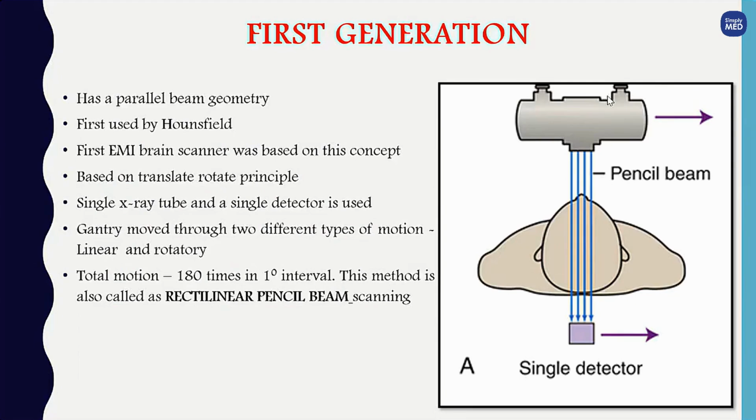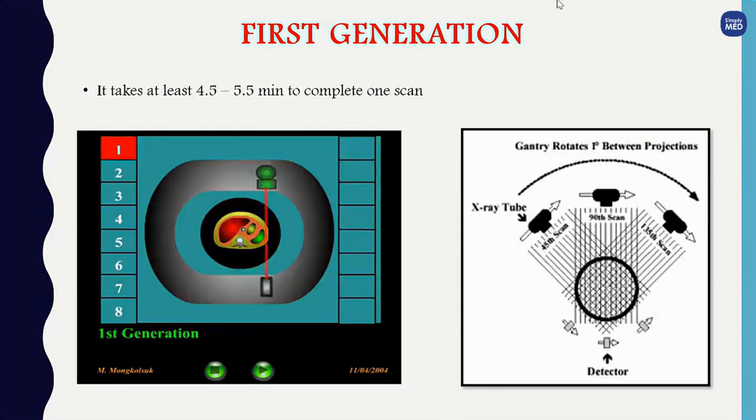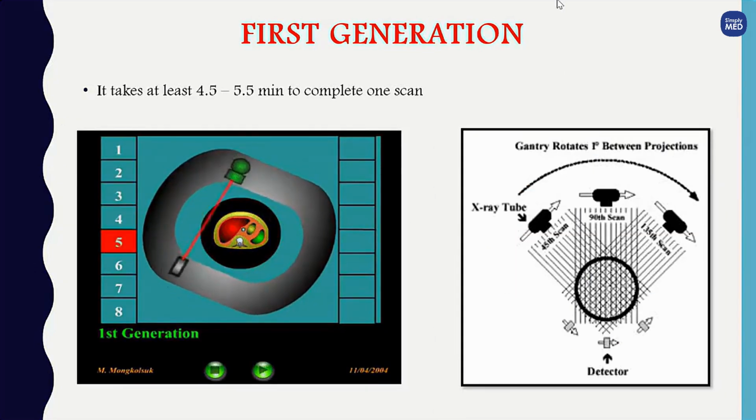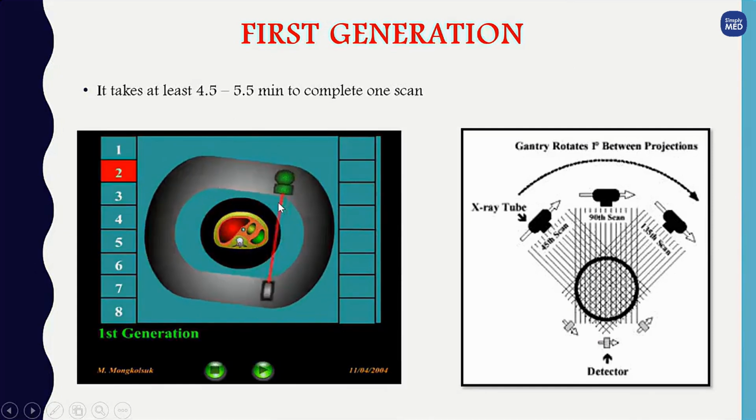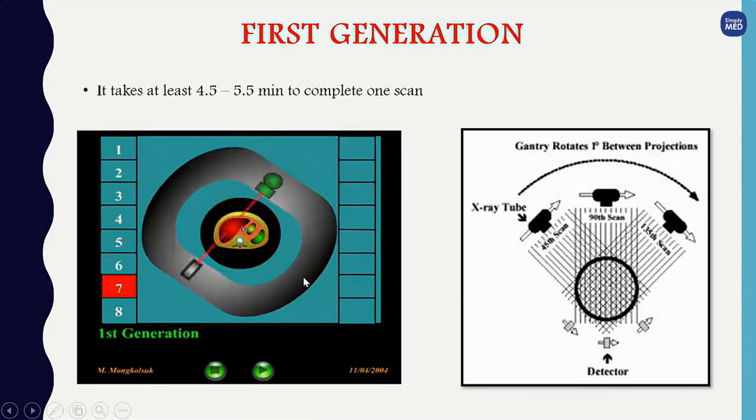And total motion is 180 times in 1 degree intervals. So we have rectilinear pencil beam scanning. So it will take around 4.5 to 5.5 minutes to complete the scan. You can see here, once it moves, it rotates. First, it will translate, the patient moving. Linear motion, rotation. Linear motion, rotation. Like that, it will be moving.